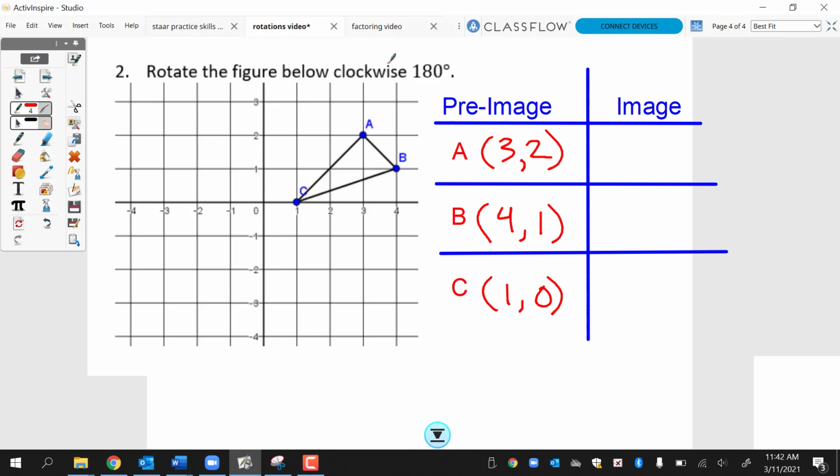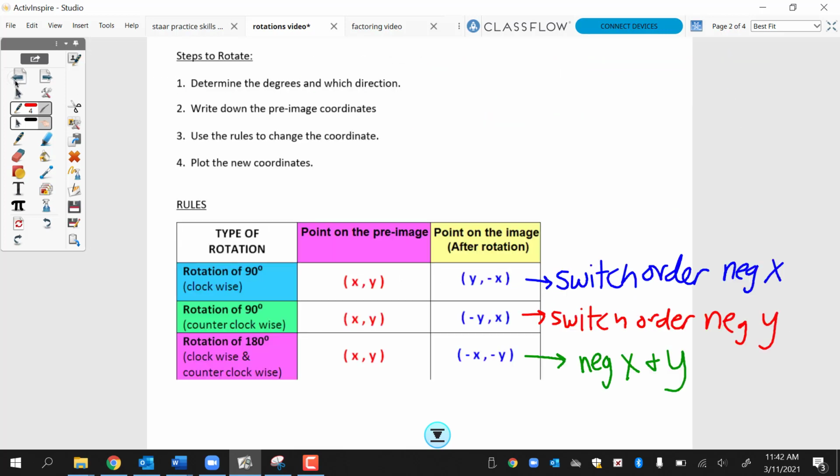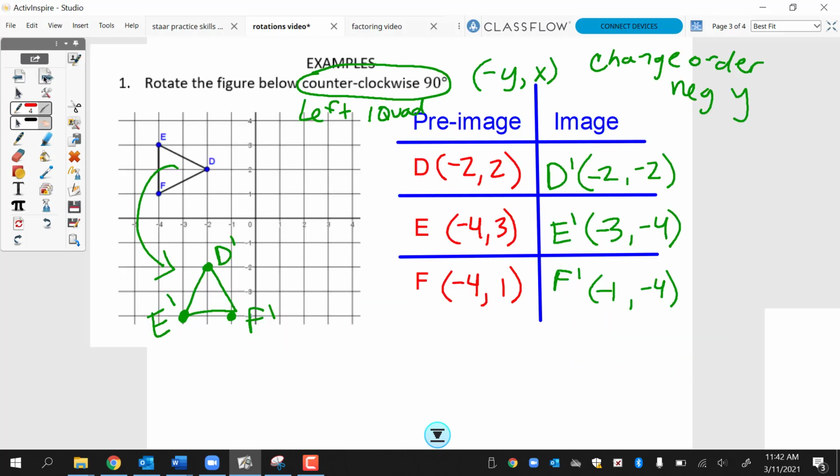Okay. I need to figure out how I am supposed to be moving this. It says right there, clockwise 180. So I'm going to go look that up in the chart. Direction for 180 doesn't matter. I just need to know 180. And my rule was negative X, negative Y. Okay, so we're going to write that down.